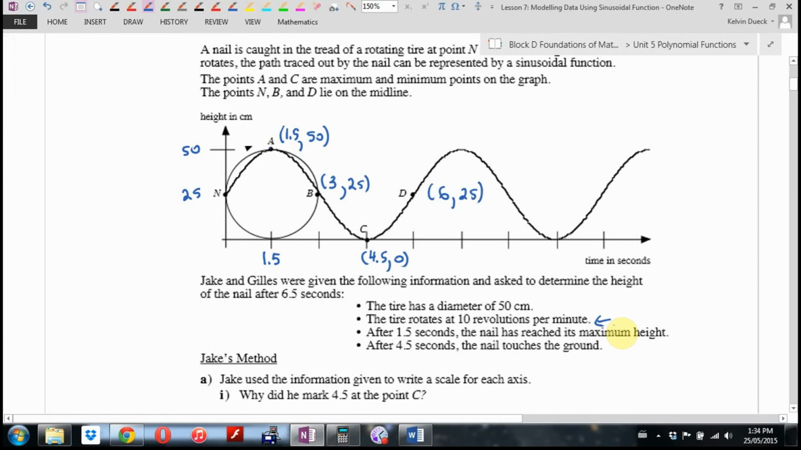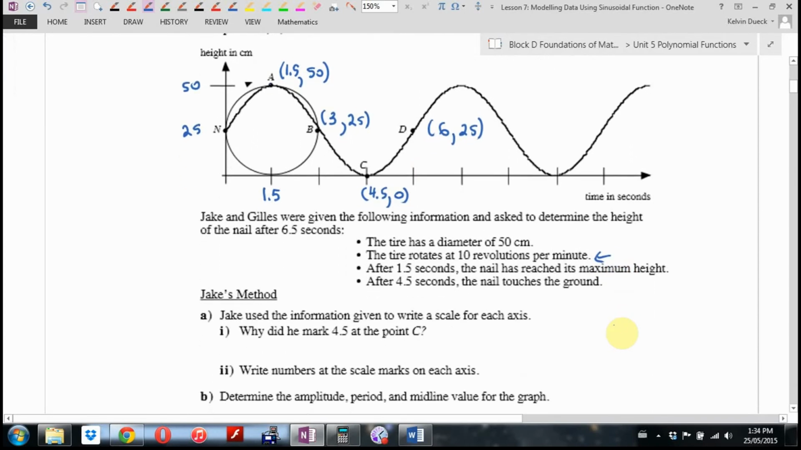Okay? Why did he mark a 4.5 at point C? Are you okay with why we said that? We looked at the information that they gave us, and they're either going to give you the information in English like this, or they'll give it to you as a chart, which is easier. You just go straight to typing the chart in, hit your regression button, and do all that stuff. But in English, we can do a rough sketch and get a feel for it.